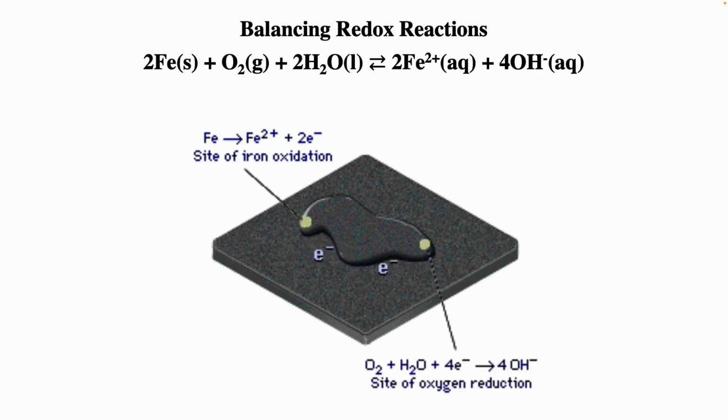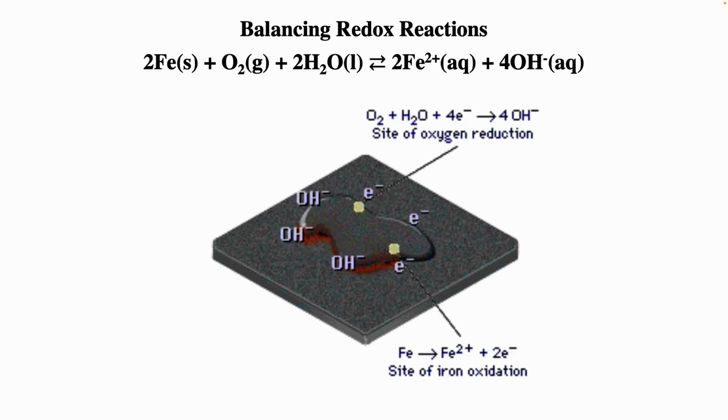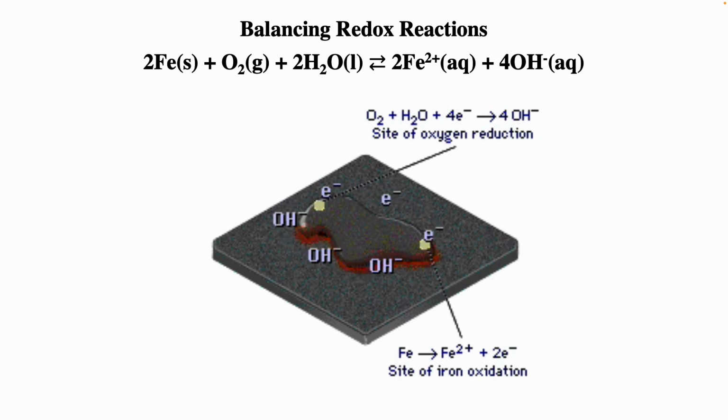The iron itself conducts these free electrons to the site of the reduction, where the availability of electrons allows gaseous oxygen to react with liquid water to produce hydroxide ion. Upon further contact with gaseous oxygen, the ions of iron and hydroxide react to produce iron hydroxide, which is visible as rust.